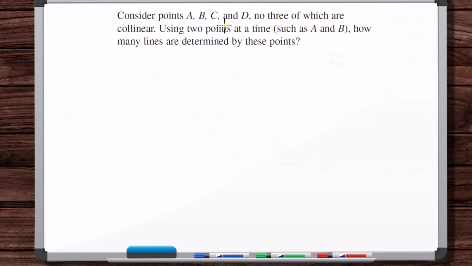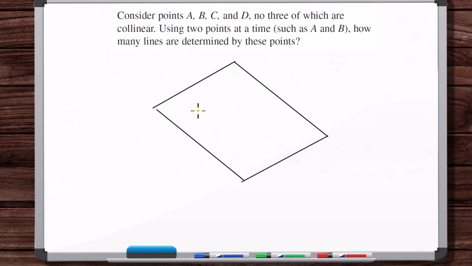Consider points A, B, C, and D, no 3 of which are collinear. Using 2 points at a time, how many lines are determined by these points? So we've got points A, B, and C. They're not collinear, so that means they're going to determine a plane. We'll call it plane M. And then there's a fourth point that you might say could be in the plane. Well, no, because then you'd have 3 collinear points. So it has to be non-coplanar.